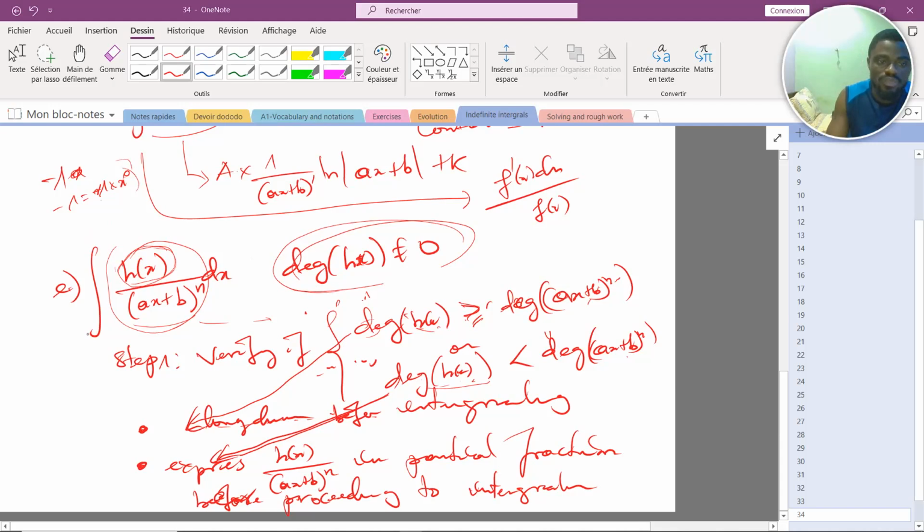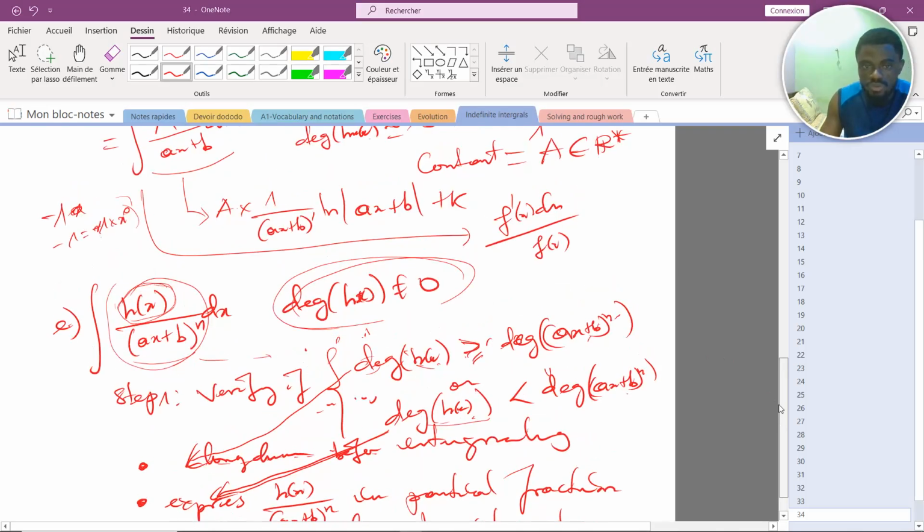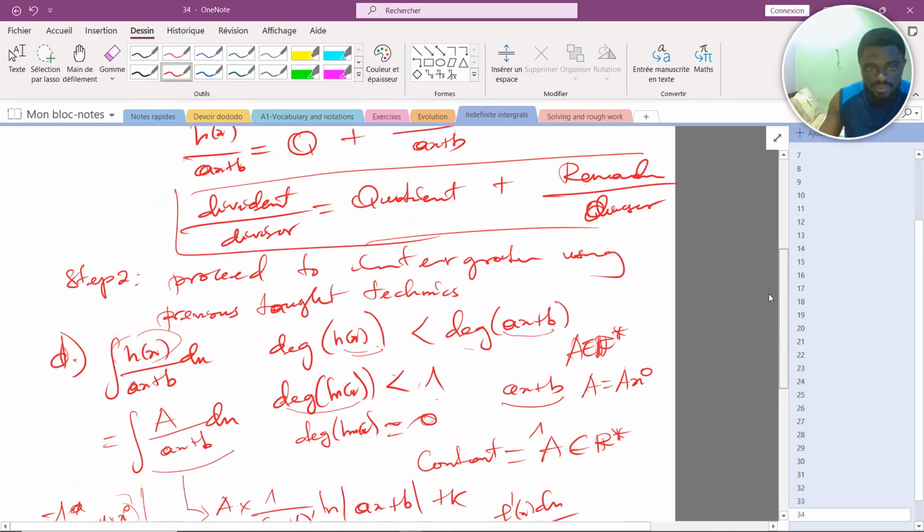So if you are given such an integral, the first step, you proceed to the verification of degrees. If the degree of this is greater than or equal to the degree of this, you proceed to long division and then you integrate. If the degree of this is strictly less than the degree of the whole of this bottom, ax plus b to the n, then you express in partial fractions and you proceed to integration. So that's all what you had to know in this video.